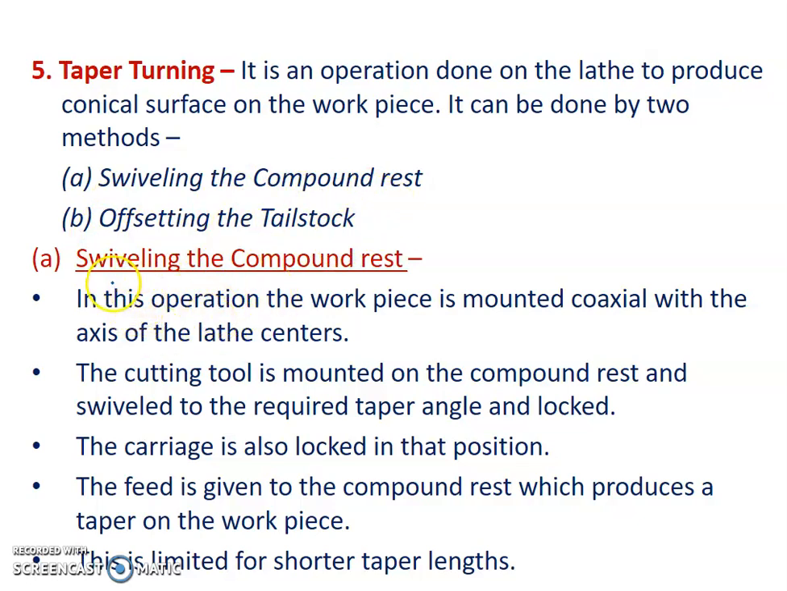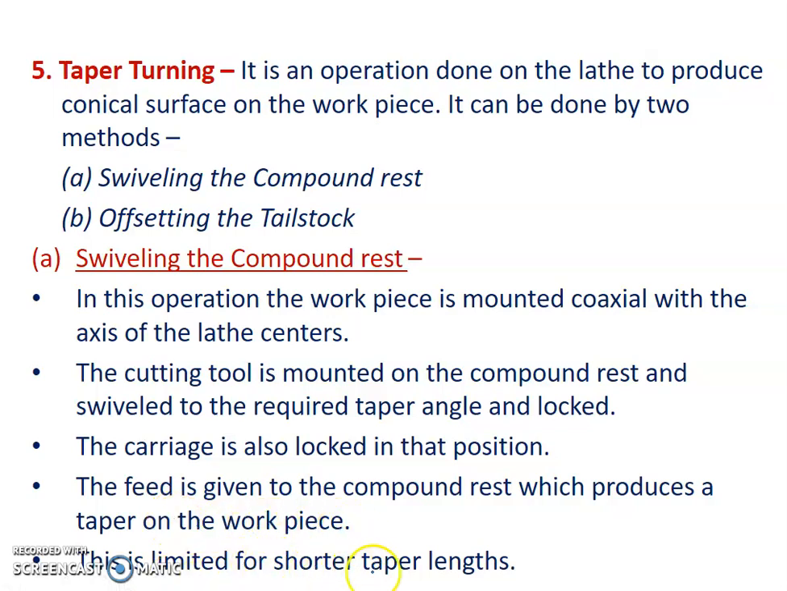So first method, that is swiveling the compound rest. In this operation, the workpiece is mounted coaxial with the axis of the lathe centers. The cutting tool is mounted on the compound rest and swiveled to the required taper angle and locked. The carriage is also locked in position. The feed is given to the compound rest, which produces a taper on the workpiece.